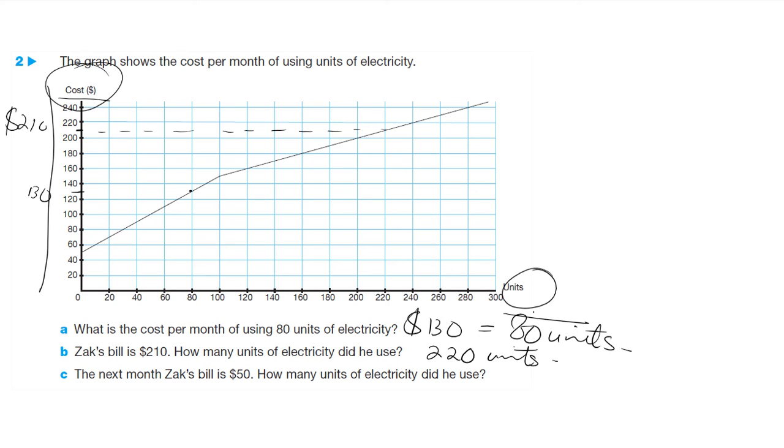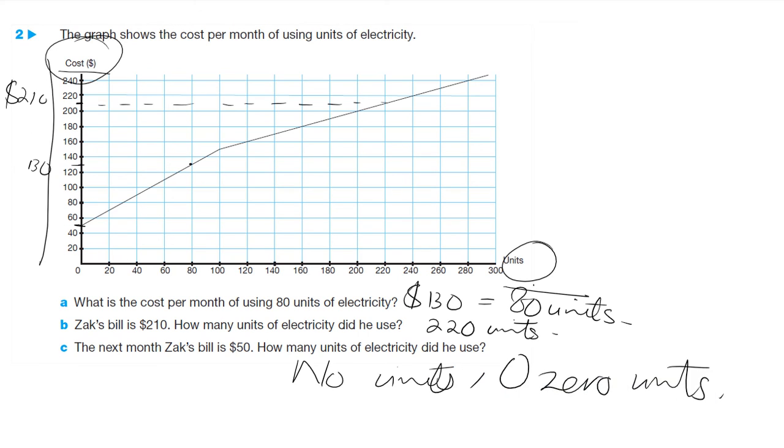Okay, so next month Zach's bill is $50. How many units of electricity did he use? $50, so he used no units, because it exactly crosses at 0 units. Yeah, that's it.